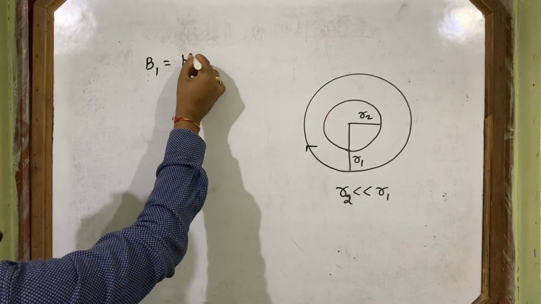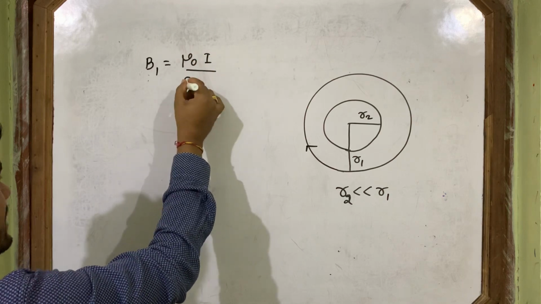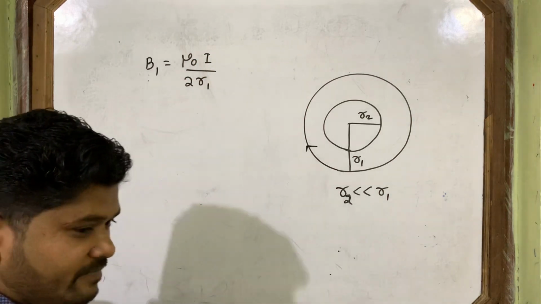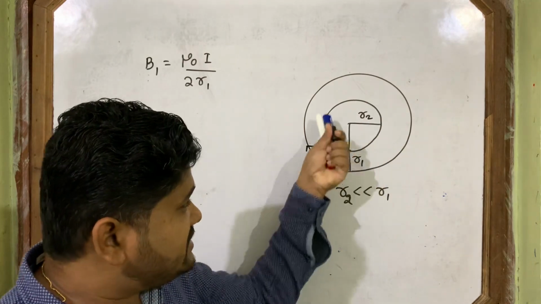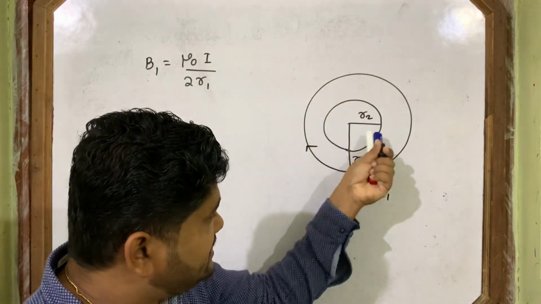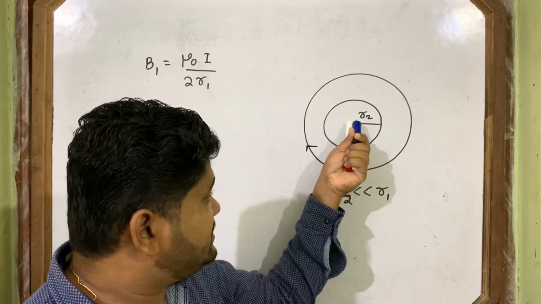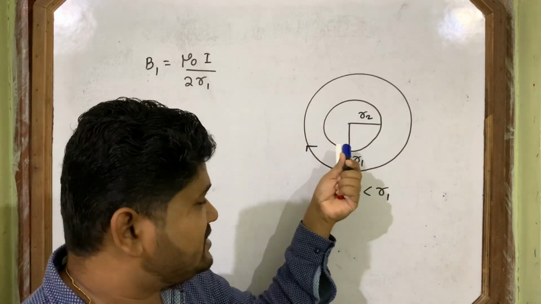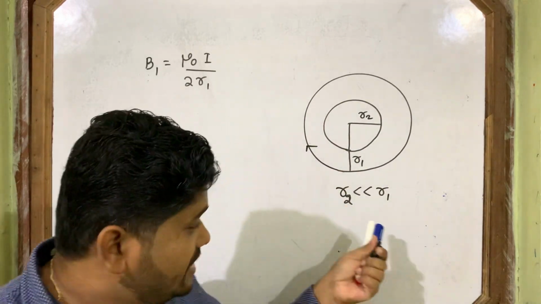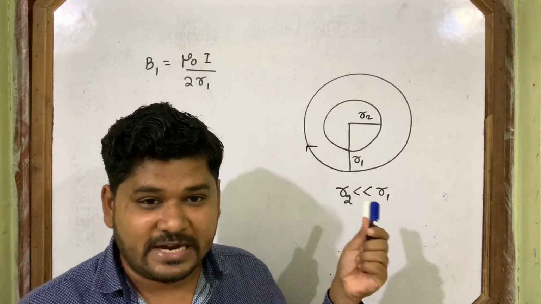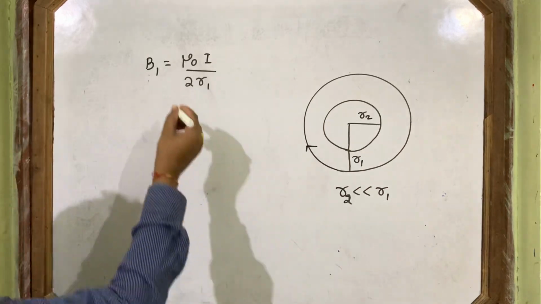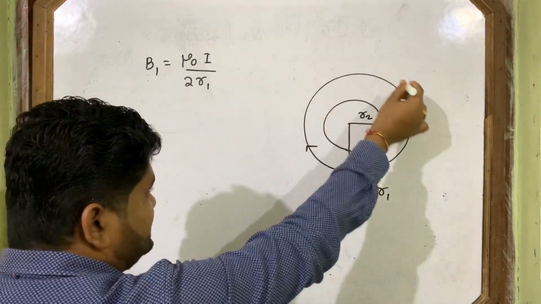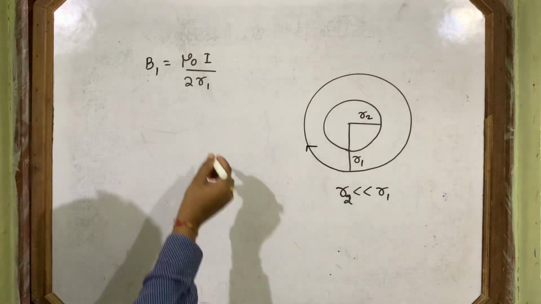B1, the center formula: mu naught I by 2 R1. Because this coil is present at the center and it is very small, don't think that it is going away from the center; its area of process is not spreading away from the center. For that I take this condition. So the magnetic field at the center of this outer circular coil is this much.